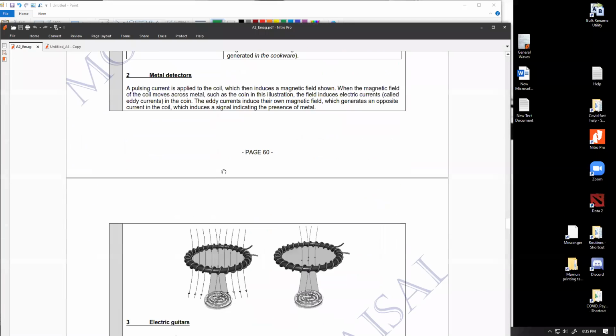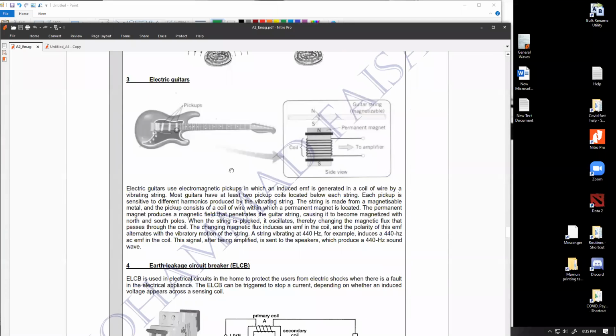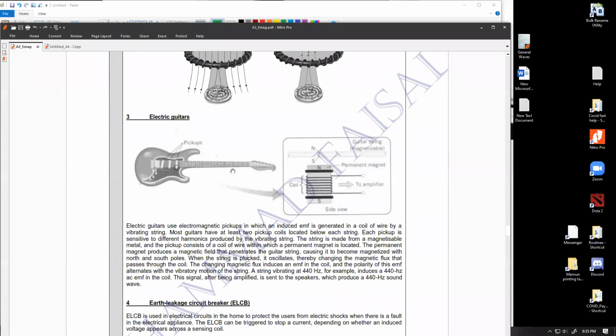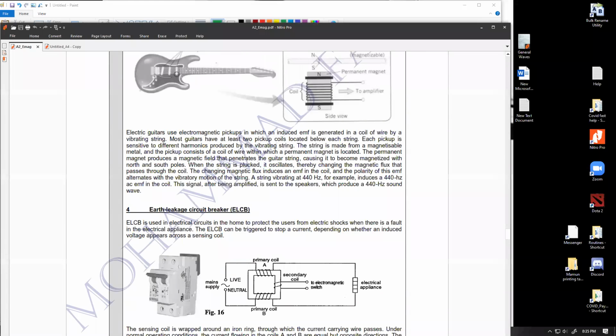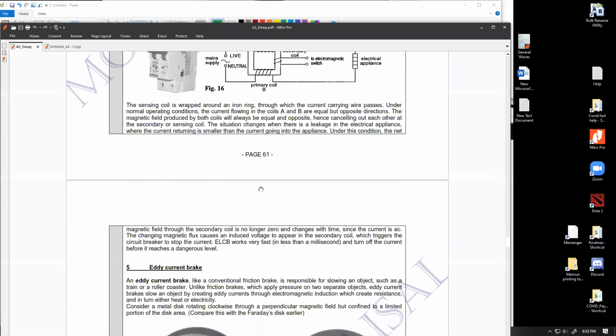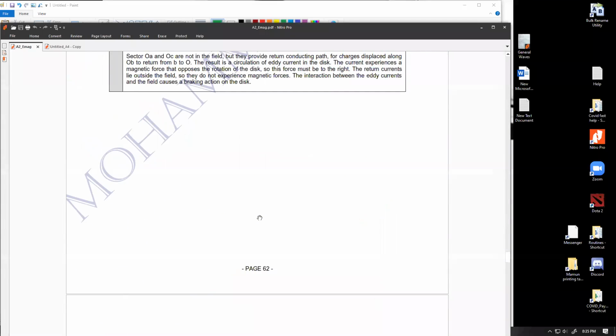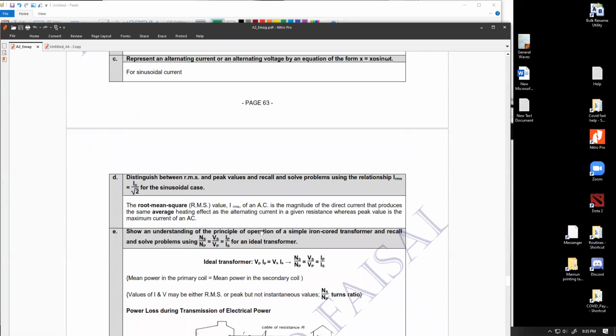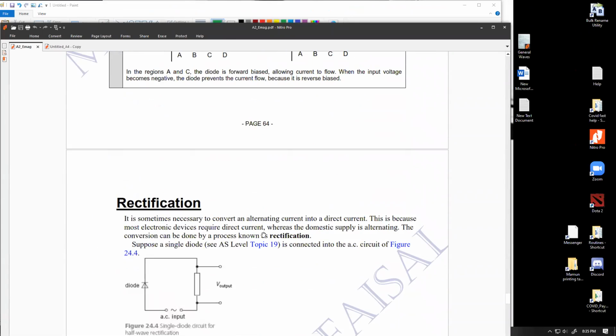So that's that. There are two more examples here, metal detectors and electrical guitars. These are not highlighted in your syllabus, so I'm not going to go through this, but you're going to essentially have this booklet, so you can read it through. If you're interested, you can look up some other internet resources to make it more clear to you. Do you have anything else to cover from here?